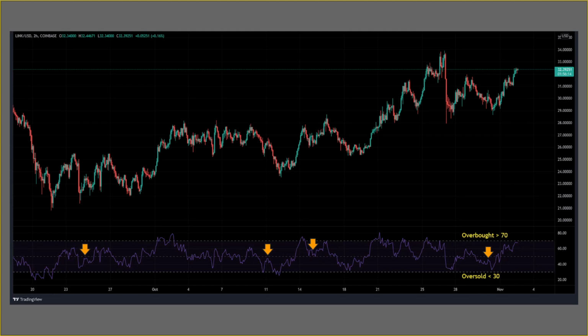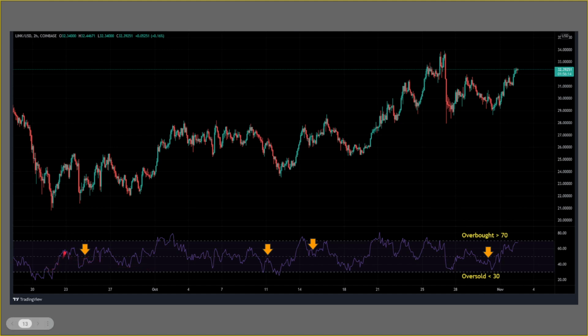Here's an example. This is Link, the 2-hour chart, and we're looking for specific examples for this 50 level, this midpoint level. As you can see, it is labeled here. It's a little bit faded compared to the 30 and the 70, which is fine. This is something you could probably edit in the settings in TradingView or your charting program. We'll take a look here.